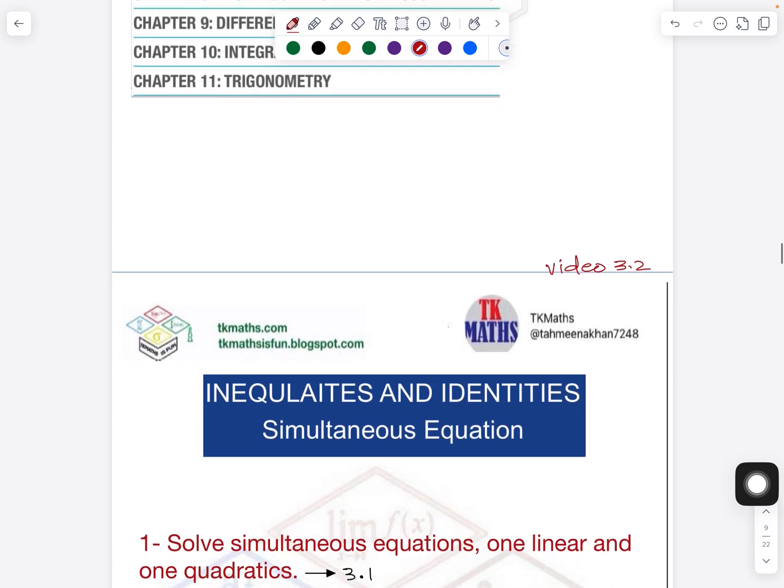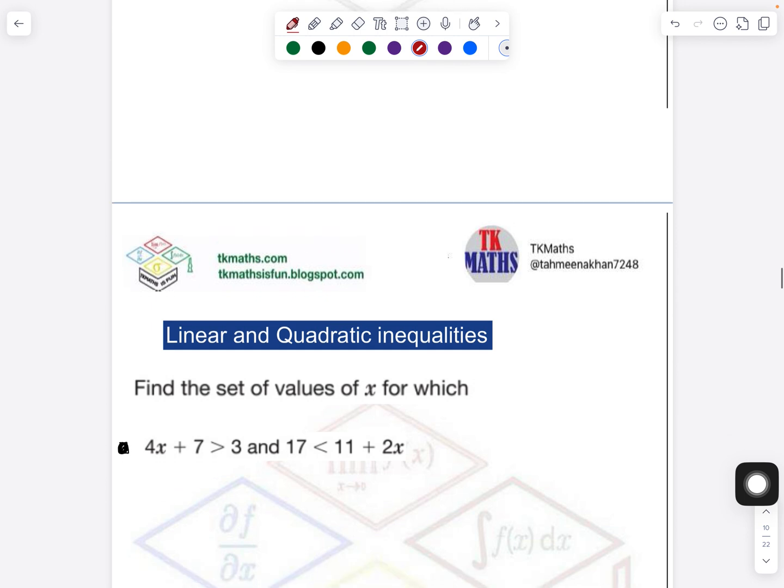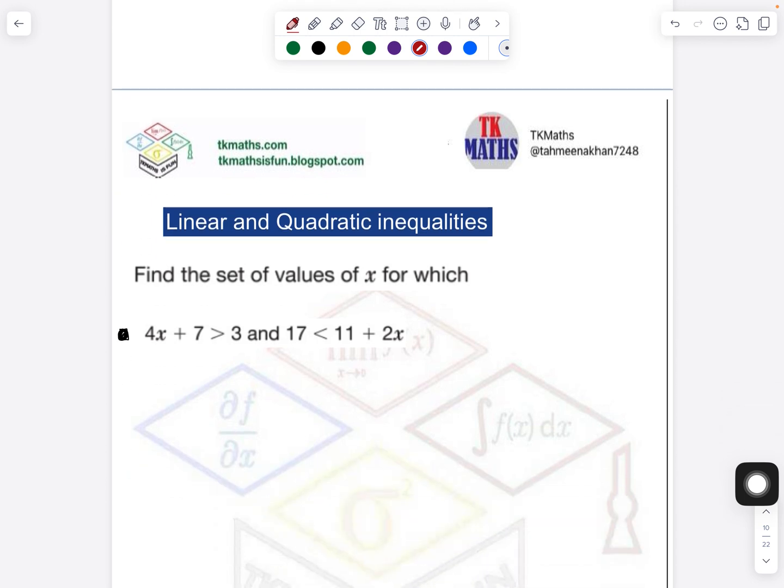So in the previous video, our focus was on point number 1, solve simultaneous equation, one linear and one quadratic. Now in this video, we will cover two concepts, solve linear inequalities and quadratic inequalities. So video 3.2, so let's start. So we start with the linear inequality.